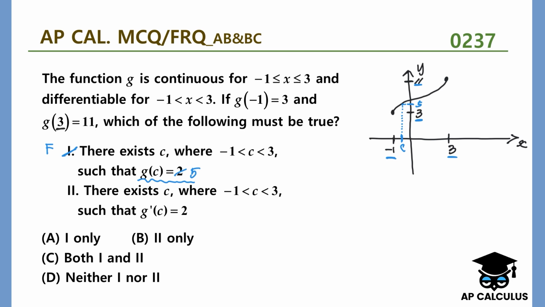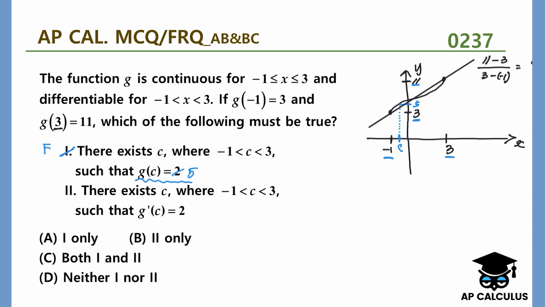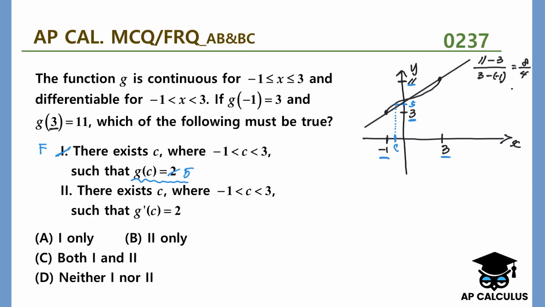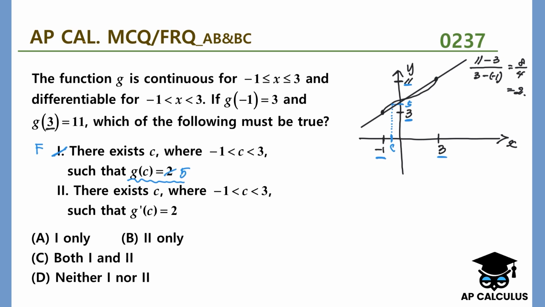Okay, so that's our secant line. The slope of the secant line is y2 minus y1 over x2 minus x1. So 11 minus y1, 3 over x2 minus x1, 3 minus -1, right? So this is 8 over 4, which is equal to 2. So the slope of this secant line is 2.